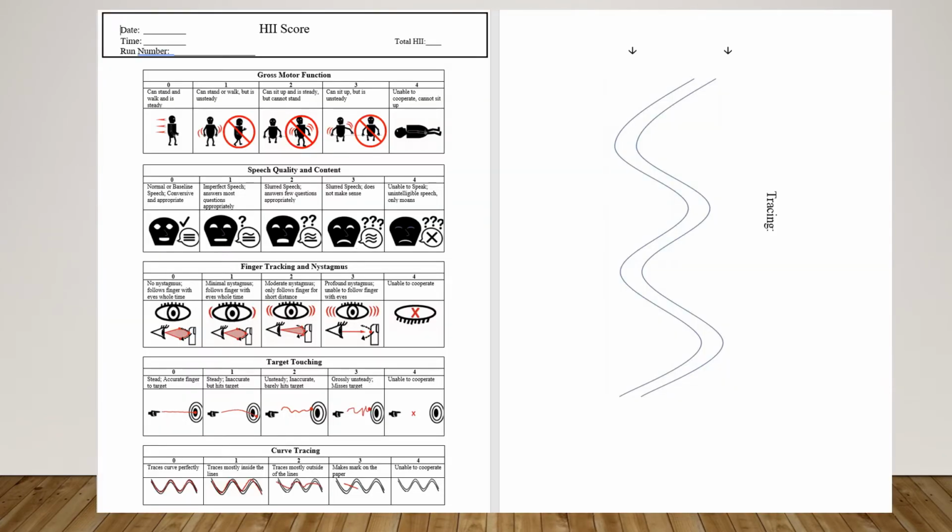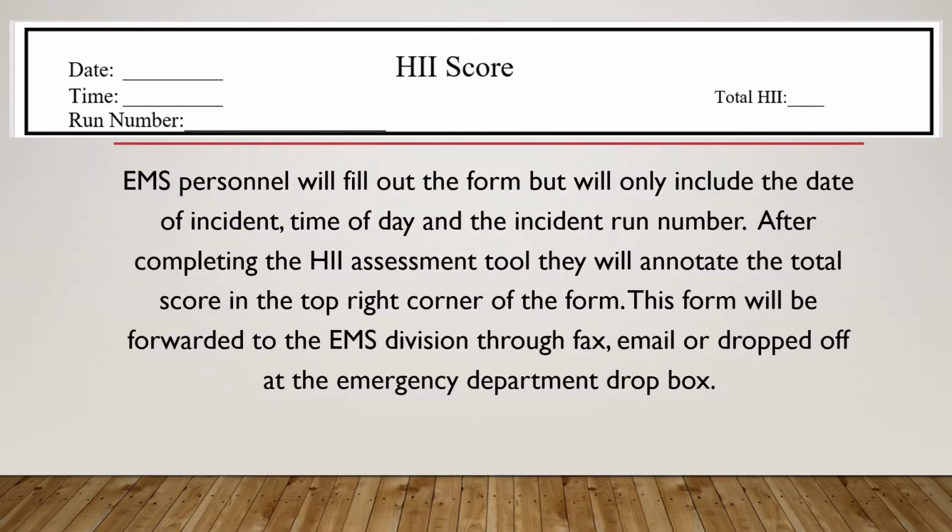This is the HII score form that you will fill out for all patient encounters with suspected alcohol impairment over the age of 18. EMS personnel will fill out the form, but will only include the date of incident, time of day, and the incident run number.